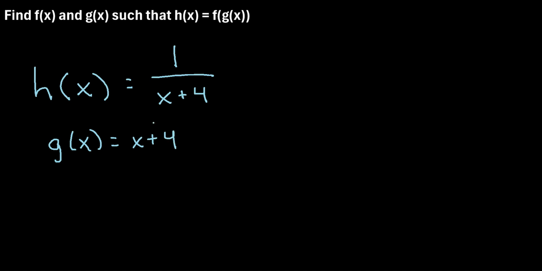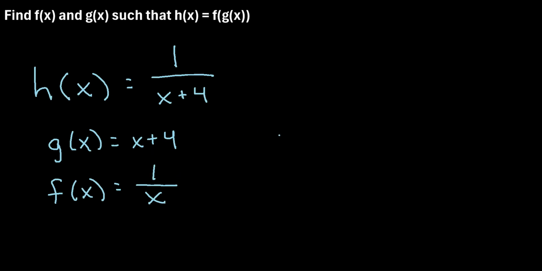Now, what is being done to this inner group? Well, we can see that it's being placed into the denominator of a fraction, where 1 is the numerator. So for f of x, remember this is like the thing that's being done to the g of x, we're placing x, this whole group right here, underneath a 1. So this would be our final answer.